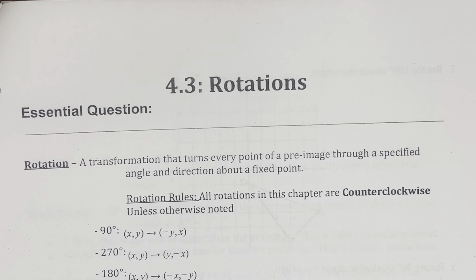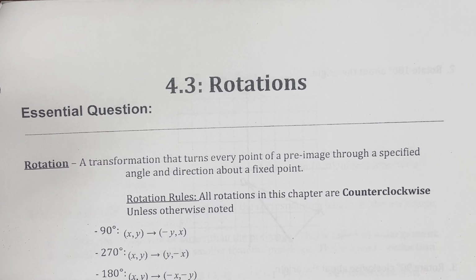All right, Mr. Ahmed here for 4.3, which is rotations. A rotation is a transformation that turns every point of a pre-image through a specified angle and direction around a fixed point. For us, in this chapter, all of our rotations are going to be counterclockwise about the origin. So these are easy, yet they're kind of not.